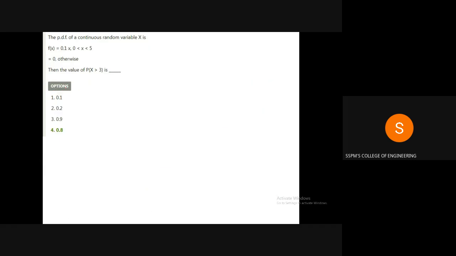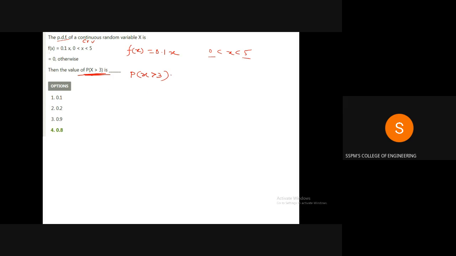And the next question is: a continuous random variable is given here. So f of x is given like this: f of x is equal to 0.1 x for 0 less than x less than 5. So these are our limits, and we have to find the value of the probability of x greater than 3.